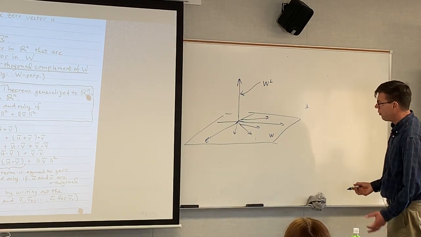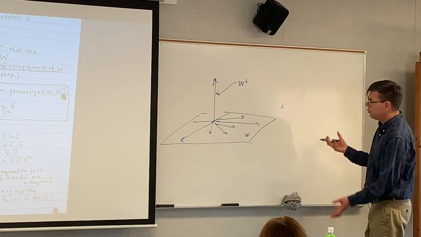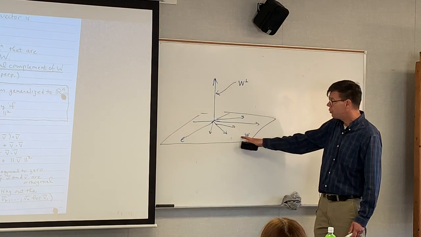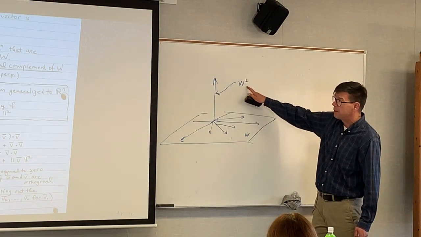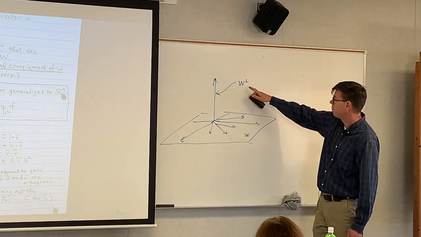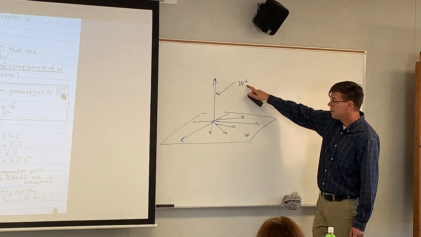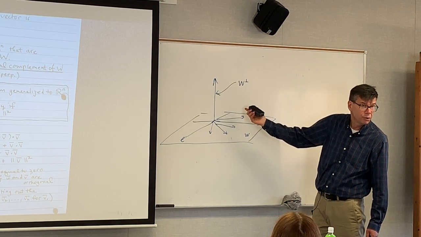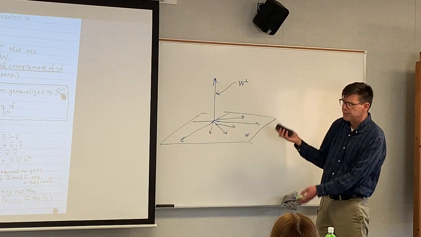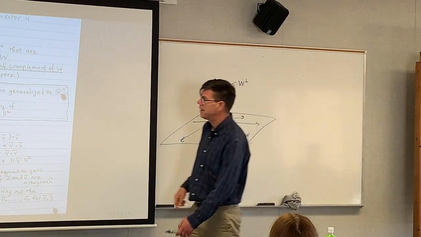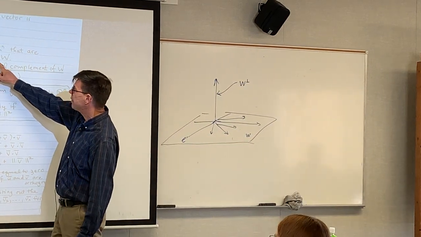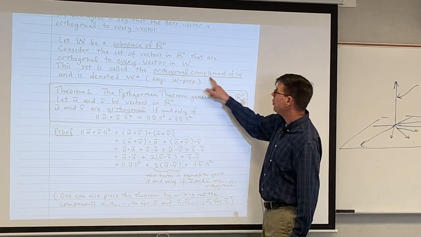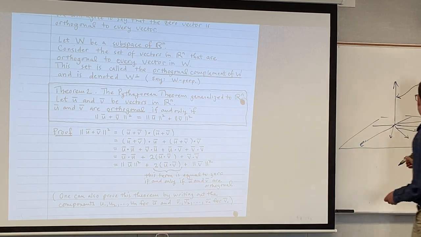So in R3, because we don't have too many dimensions to work with, if W is two-dimensional, this thing we're going to call W perp, and I guess I haven't officially said what it is yet, is going to be one-dimensional. If W was one-dimensional, W perp would be two-dimensional. The dimensions are going to add up to n. We'll see that eventually. So anyway, consider the set of vectors in Rn that are orthogonal to every vector in W. This is called the orthogonal complement of W.